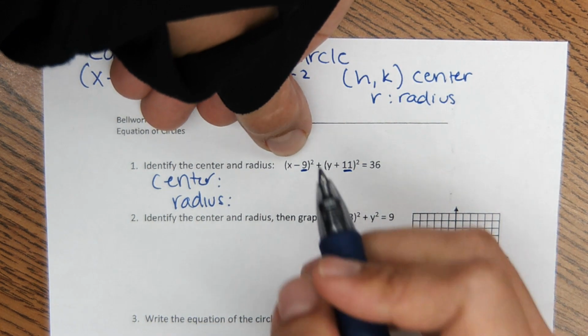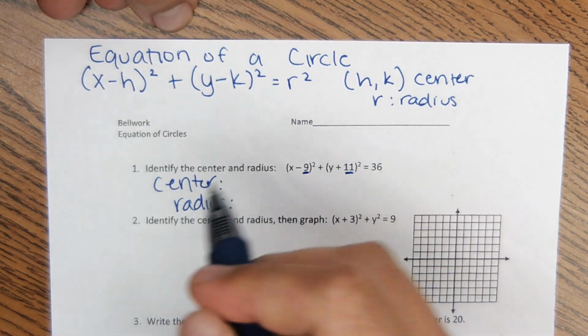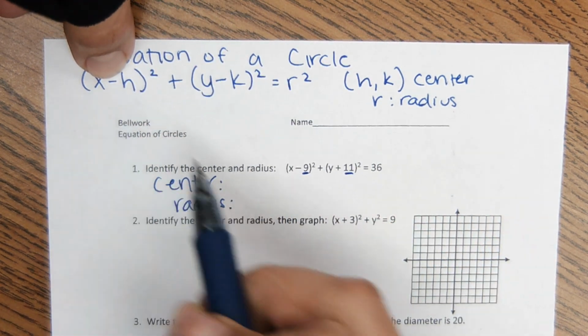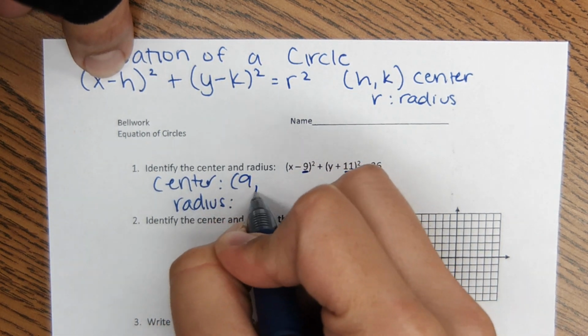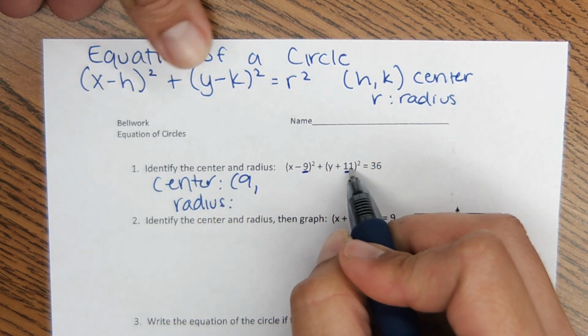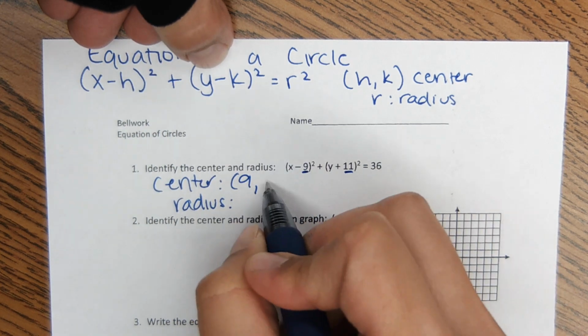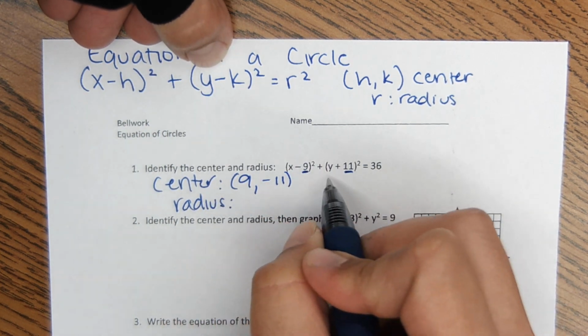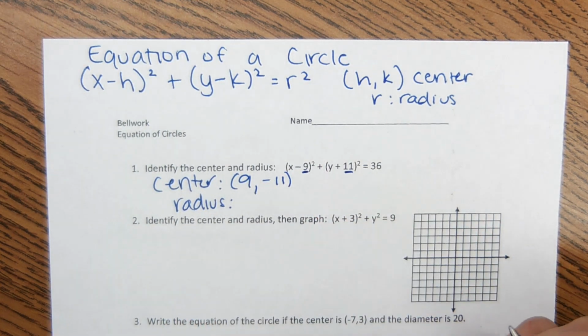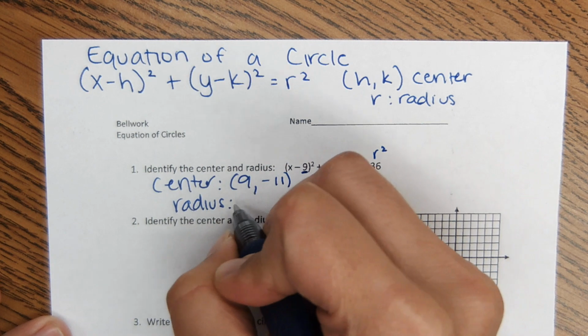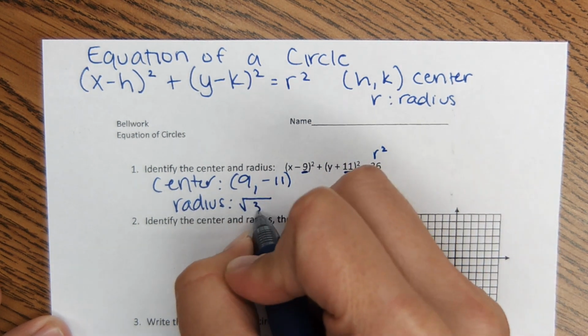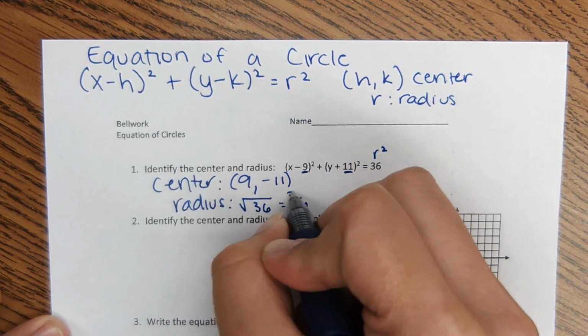Okay, then, so this is h and k, but remember it's the opposite sign, so the subtraction is part of the equation, not part of this number. So 9 would be the x coordinate, and then here it's actually the opposite sign, so negative 11. So the center of this circle is at 9, negative 11. And then this right here is r squared, so we actually have to take the square root of 36 to get the radius of 6.